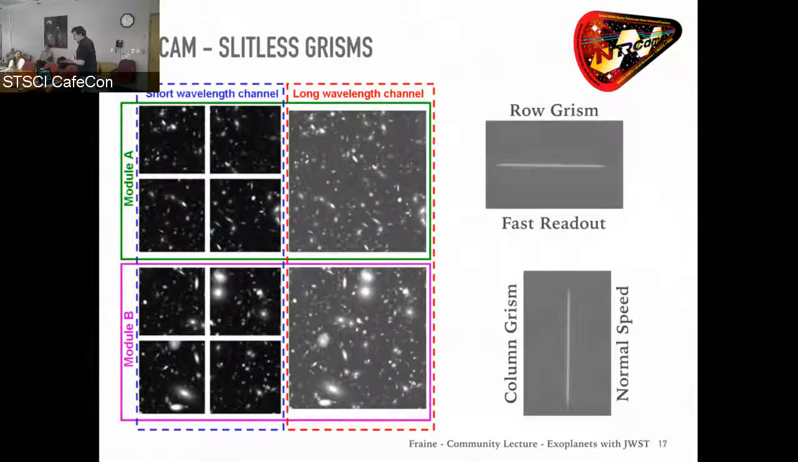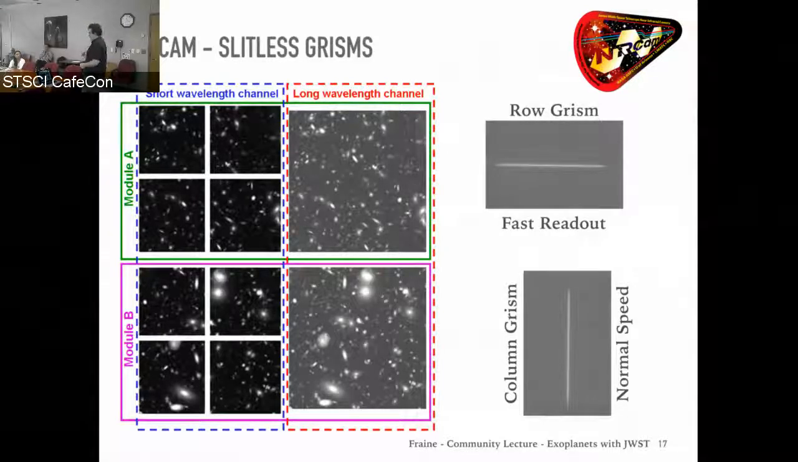Moving on to NIRCam, they actually provide 10 detectors. There's a short wavelength and a long wavelength arm, which cover the same field of view from module A to module B. The 10 detectors are 8 in the short wavelengths and 2 in the long wavelengths. They also provide 2 prisms, a row and a column prism. The row prism crosses all 4 amplifiers and can be read out 4 times faster, but you also generate more data.